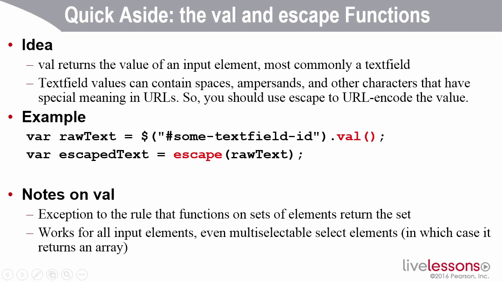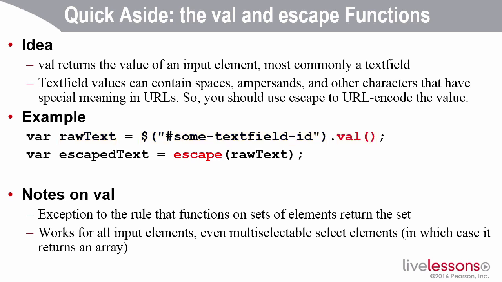Notice that val returns a string. Most of the time, once you've used a jQuery selector and it matches potentially an array, but maybe an array of only one element, and you call a function on it, that function returns the original array so that you can do chaining. That's why we could do $, some selector, dot hide, and dot add class, dot remove class, and kind of chain them all together. But val is an exception to that rule. So val returns a string, and you couldn't do chaining any further after that.